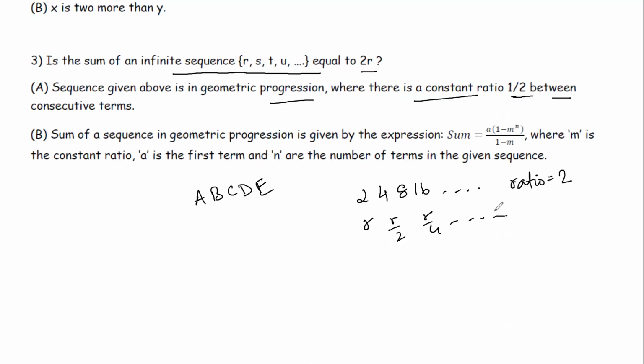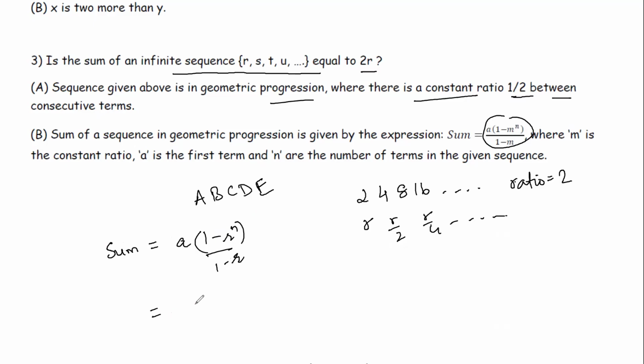Okay. So looking at the first statement, it tells us that there's a constant ratio half between them, right? So we know that S is half R, right? T is half of half R, so it's R by 4, correct? Now, for those people who know geometric progression, the sum is given by this formula. All right. But I'm going to use the formula that I've learned.